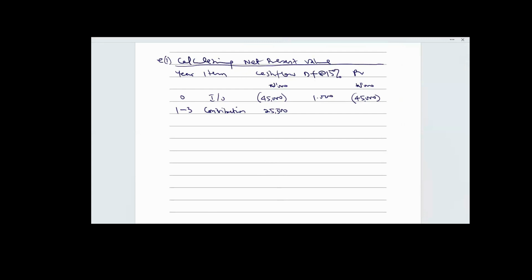You bring out your calculator. You already know the formula for calculating annuity, because our cash inflow of 25,300,000 naira is constant. Year 1, 25,300,000. Year 2, 25,300,000. Year 3, 25,300,000. So it's constant. Instead of listing them year 1, year 2, year 3, just calculate the annuity factor and multiply with the cash inflow to get your present value.